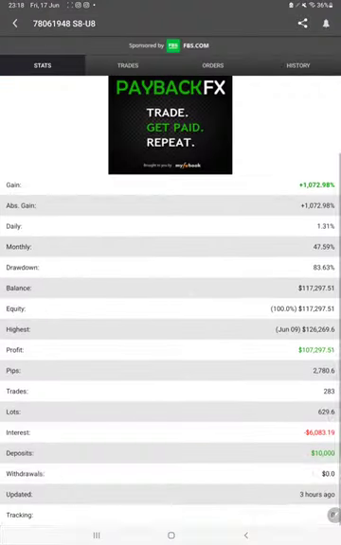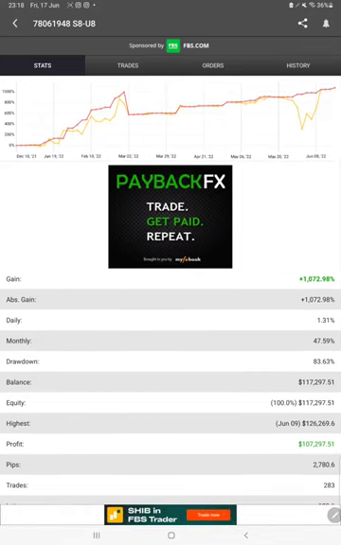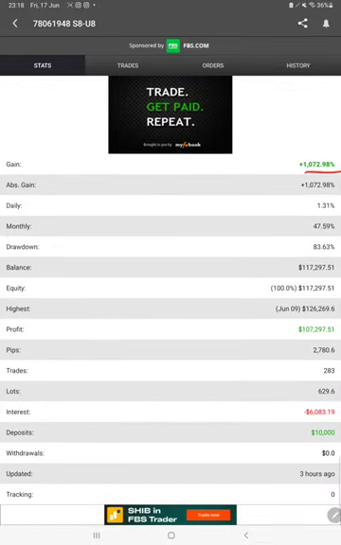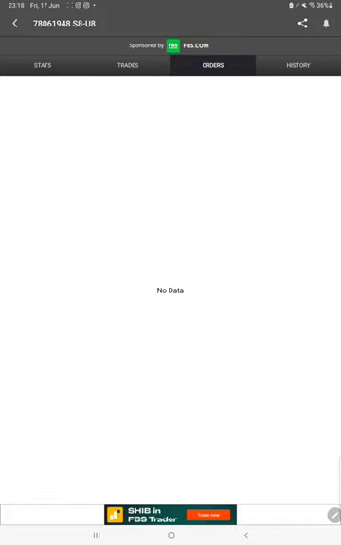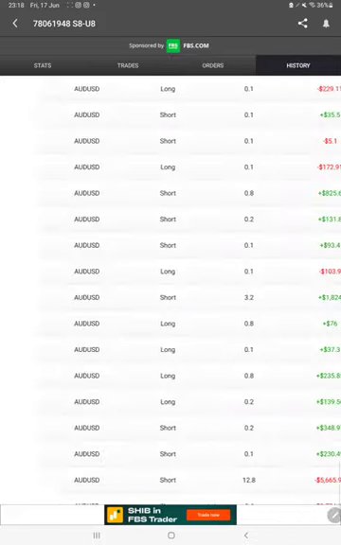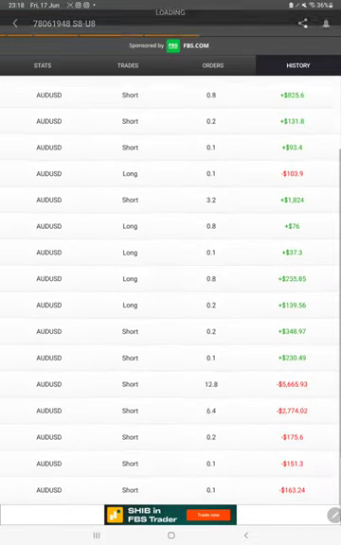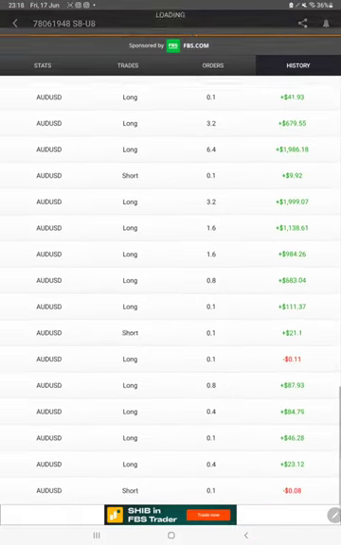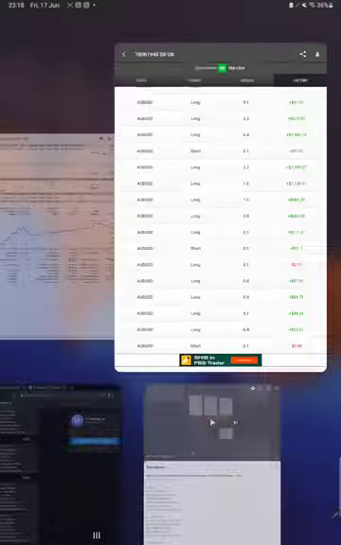Starting with the new update, first of all we can verify my FXBook statistics, where you can check the total percentage of gain, absolute gain, daily return, monthly return, profit pips, drawdown, current balance, equity, and deposit. Also we can see the open trades here. In orders we can see the pending orders and history, how much profit and loss we have booked, and what lot size we have traded. All these details are available here.